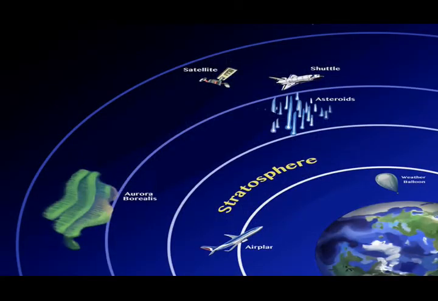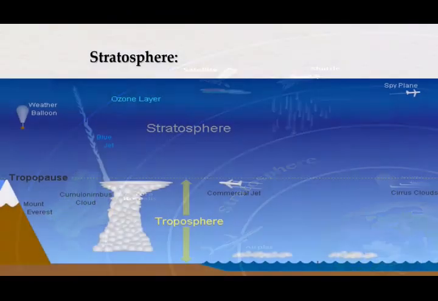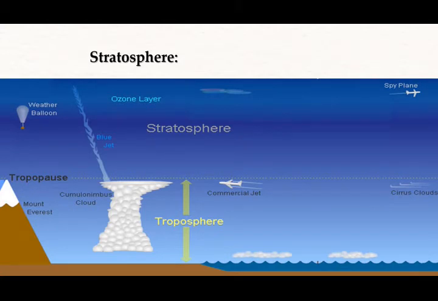So now let us see about the second sphere, that is the stratosphere. This is the second layer of the atmosphere. The stratosphere just lies above the tropopause layer. Stratosphere is a region where the temperature goes on decreasing.